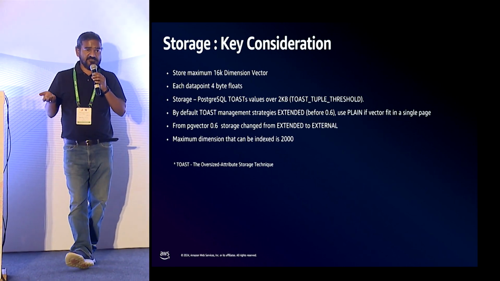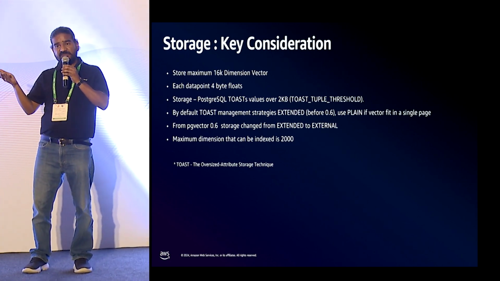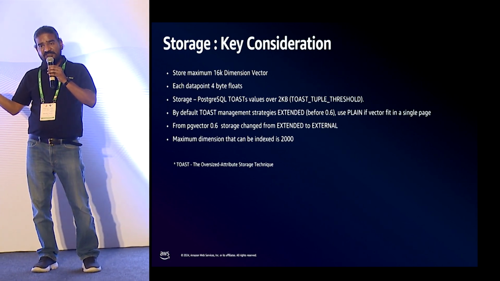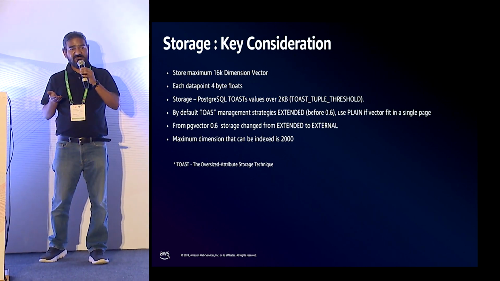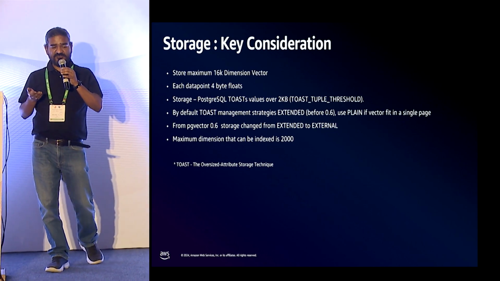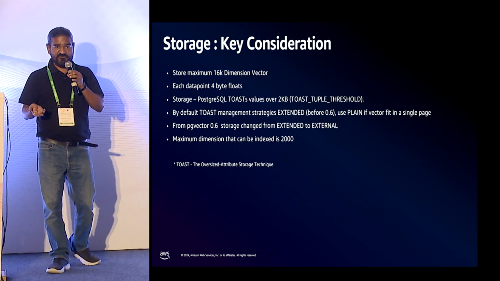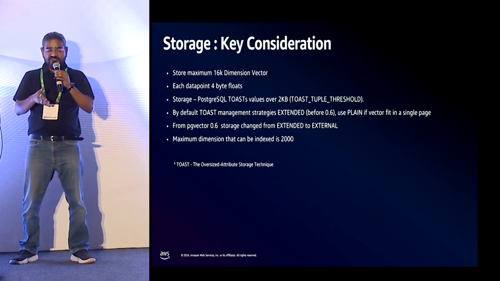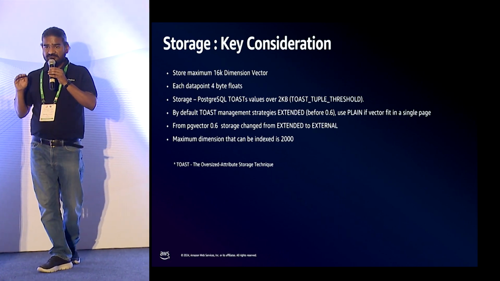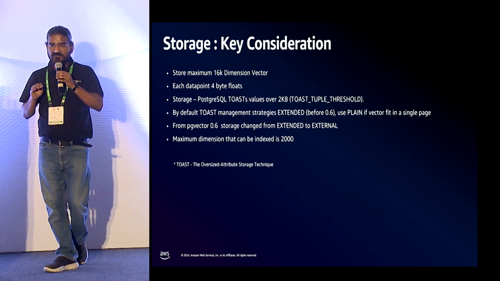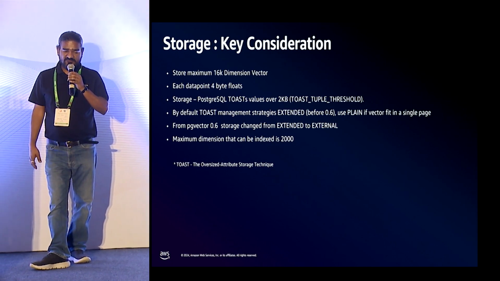And what does extended do? It takes 2 KB chunks by default and tries to compress them and store them out of the place. And as we said, compression is not possible as such because it's very random floating point numbers. So if a compression won't achieve anything, why spend CPU on that? So with the new version, PGVector supports storing the PGVector data as external, so the compression can be avoided, but it is still stored out of the table.